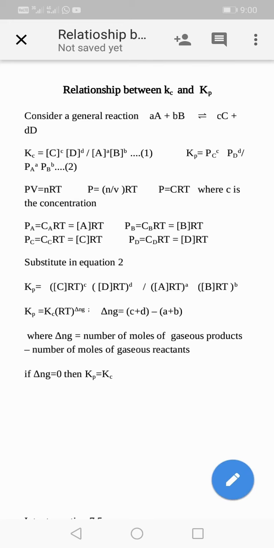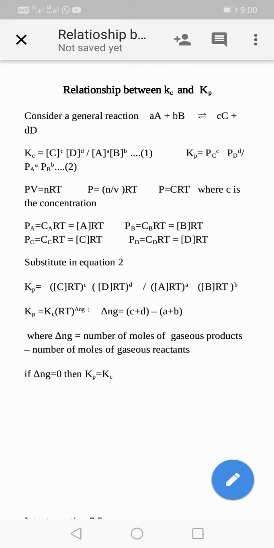If delta Ng is equal to 0, that means the left hand side and right hand side have an equal number of gaseous products and reactants, or no gases are present in the reaction, we take delta Ng as 0, and the equation becomes Kp is equal to Kc, because RT whole raised to delta Ng becomes RT raised to 0, which means 1. So in such a situation, Kp is taken as Kc. Okay, that's the main point that you will have to understand.